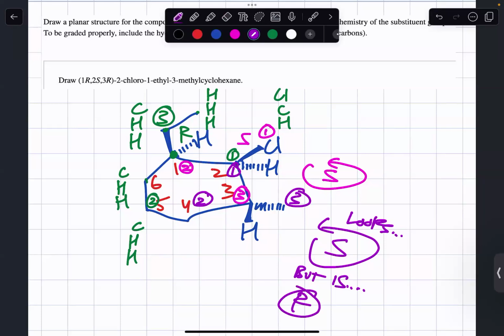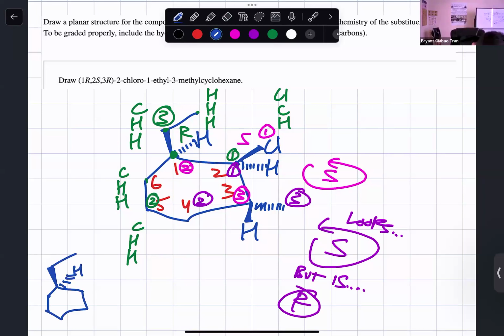Let me write it out more clearly so you could write it in your homework. Try this.